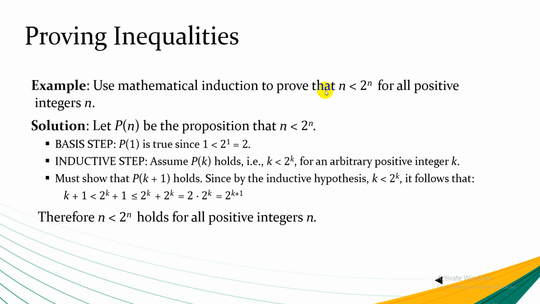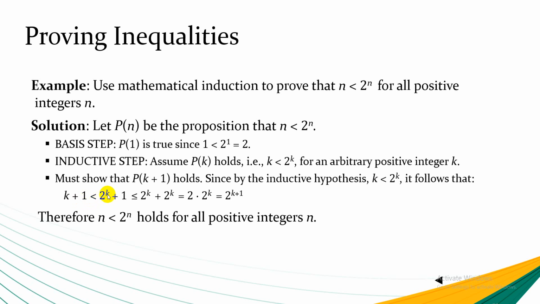Then the inductive case: given that k is less than 2 to the power k, we have to prove that k plus 1 is less than 2 to the power k plus 1. How to prove that? It is not difficult. We need to prove that k plus 1 is less than 2 to the power k plus 1. So k is less than 2 to the power k. This we know, right? Because this is actually the hypothesis.